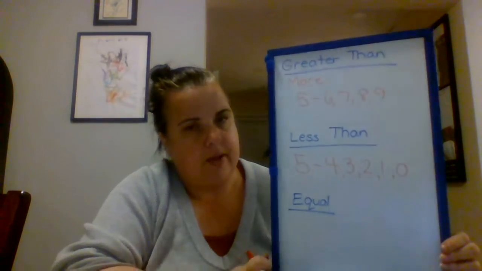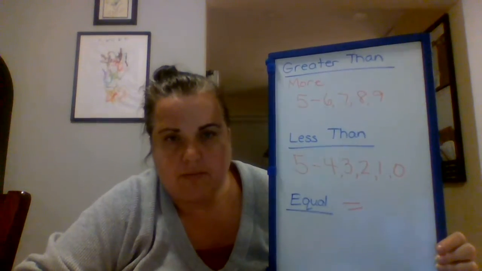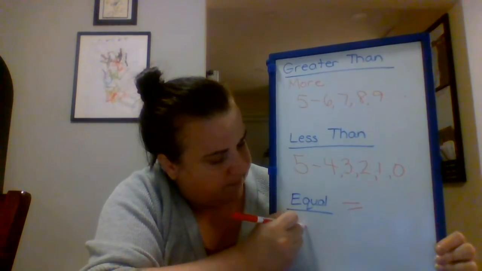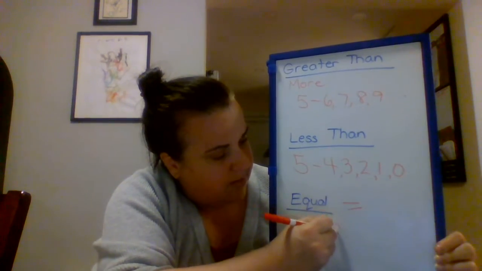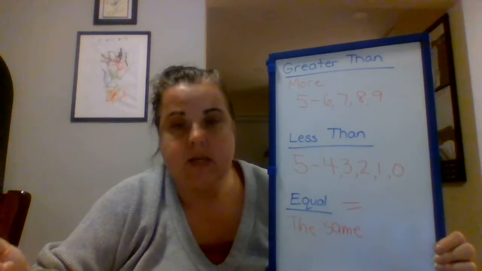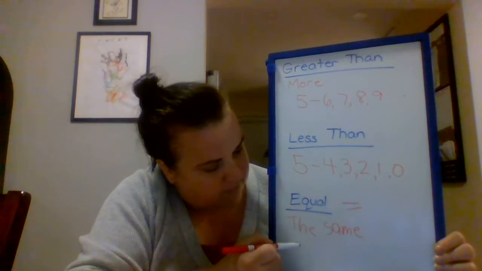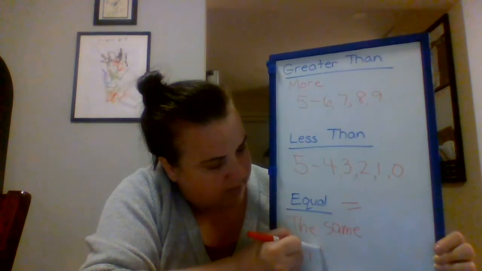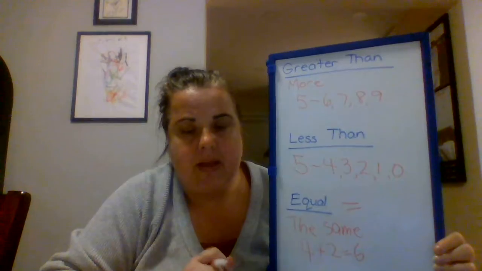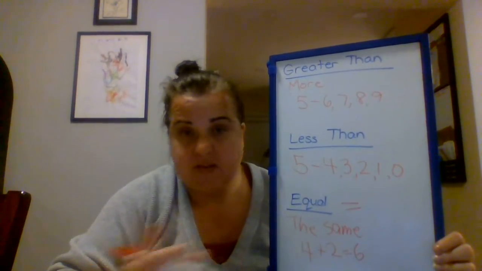There we go. Equal is the symbol that we've all been taught. This means equal. And what equal means is the same. So what is on the right side of the equal sign is the same as what is on the left side of the equal sign. When you have something that we've been working on, like let's say 4 plus 2 equals 6, that means 4 plus 2 is the same as 6. They are the same thing.